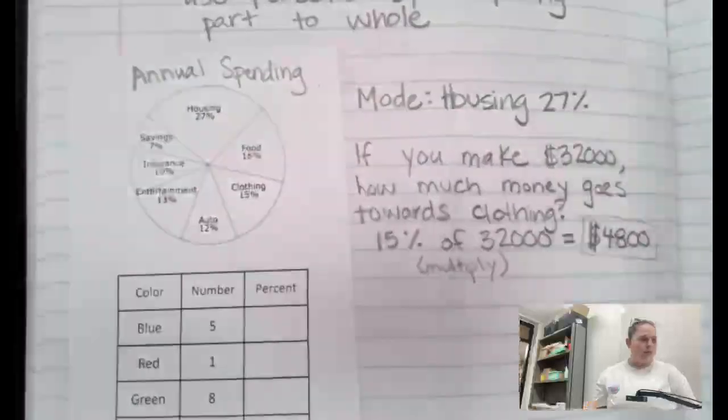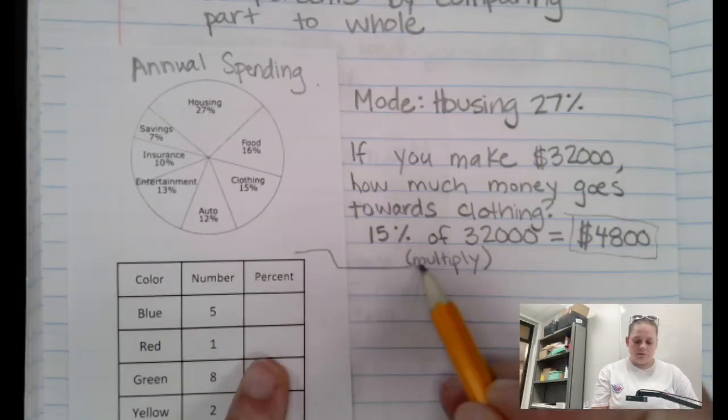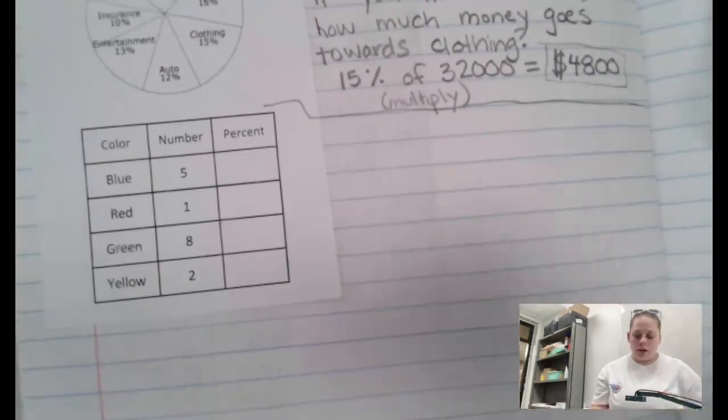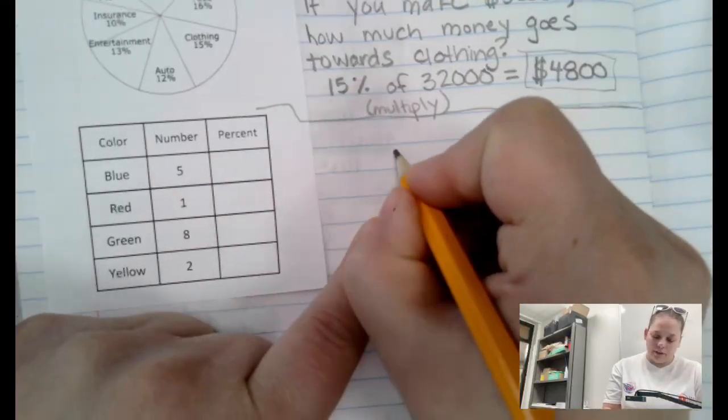Okay, next up we are doing our own circle graph here. Okay, so as we make it, we're going to have a title. So I think this one is supposed to be about favorite colors.